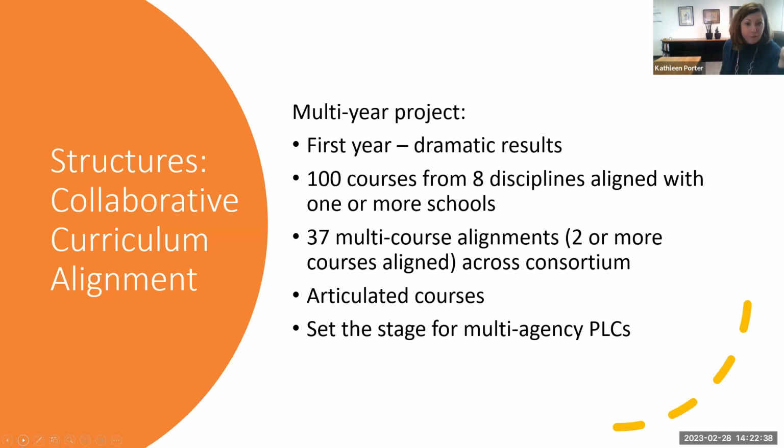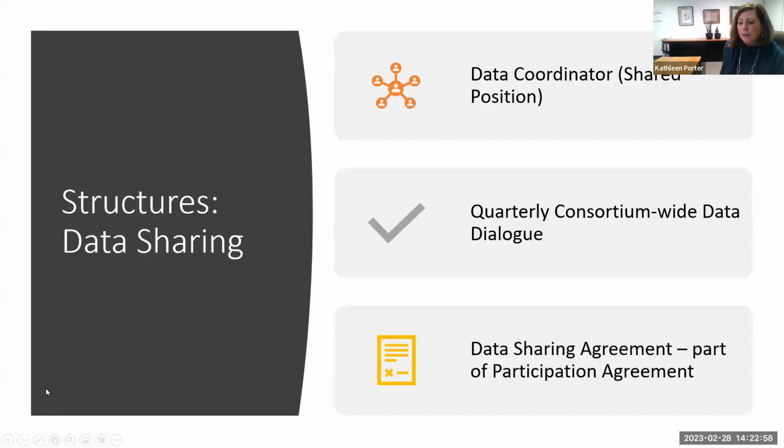is obviously the aligning curriculum that stands out here, but also the strengthening relationships. Sharing data is certainly a part of this. And then integrating college readiness skills into adult education curriculum. So those start to become part of this work with collaborative curriculum alignment.